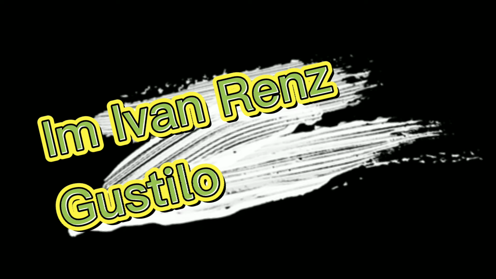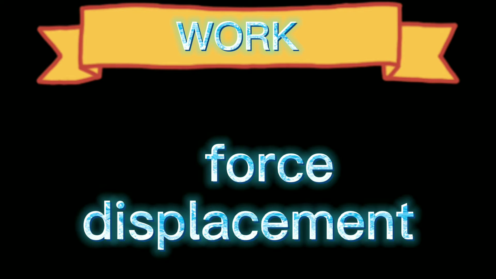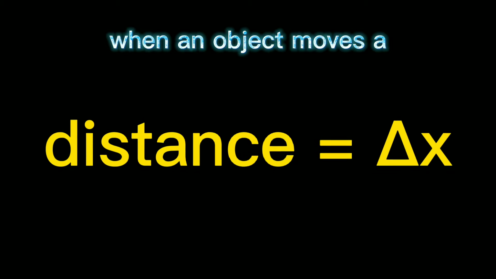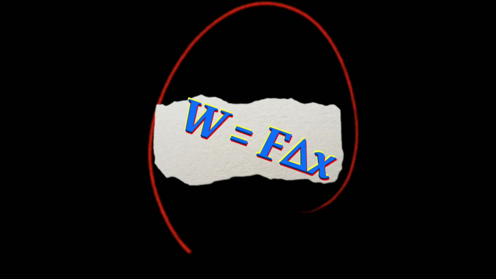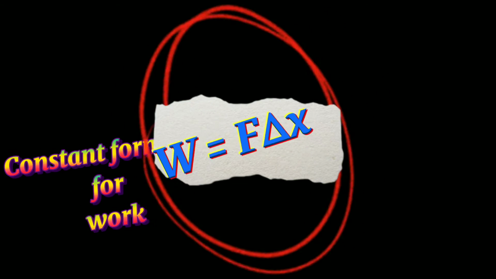Hi, I'm Renz Gustilo, and I'm going to talk about work. Work in physics is defined as the product of the force and displacement. When an object moves a distance delta x along a straight line as a result of the action of a constant force F, the work done by the force is W equals F delta x. This equation is called the constant force formula for work.